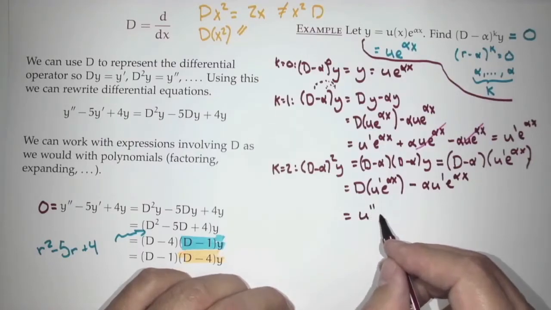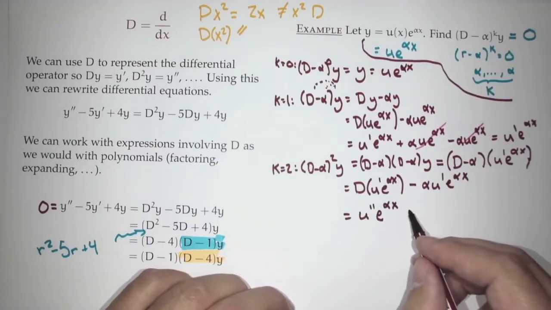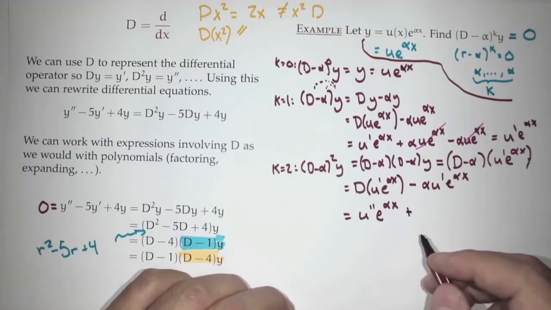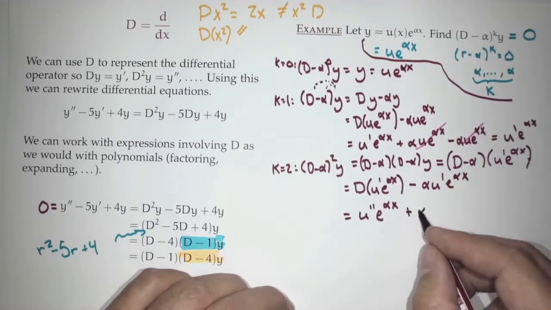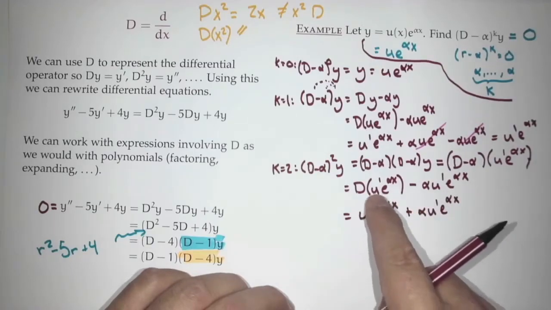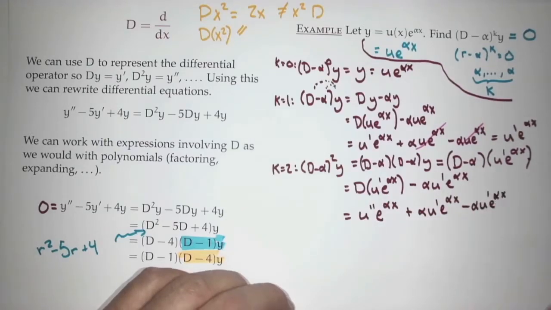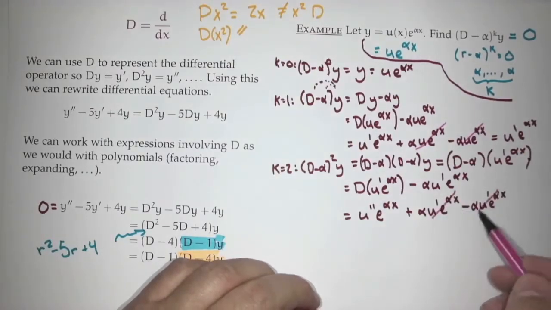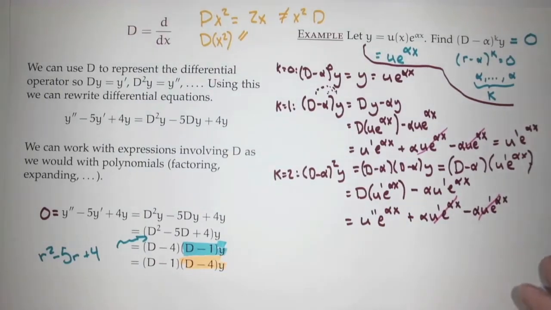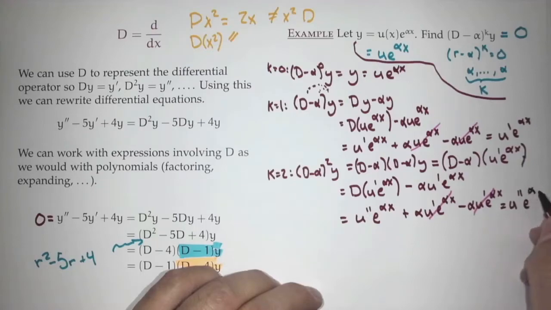U double prime e to the alpha x plus alpha times u prime e to the alpha x. And that's the derivative product rule, minus alpha u prime e to the alpha x. What do you notice? Cancellation again. What? Again? That's so cool. All right. So we end up with u double prime e to the alpha x.